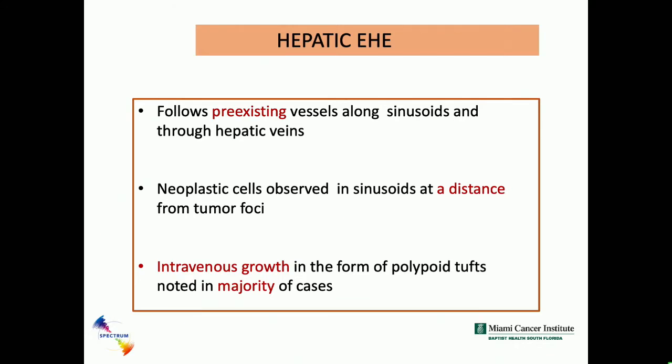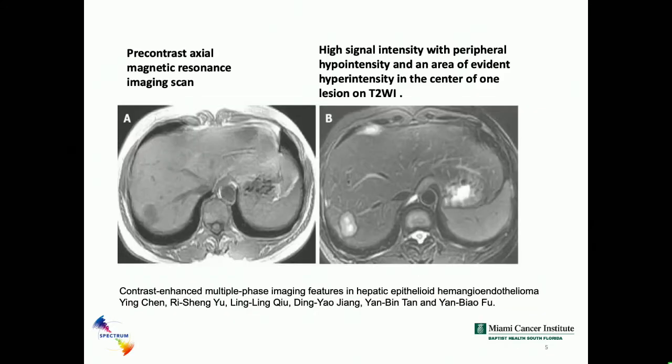Next slide, please. Just to go a little bit into the imaging, there was a comment about imaging. Usually MR seems to work pretty well in identifying these lesions, especially with contrast enhancement. On the T1, you see them as low density, and you can see the high signal intensity with peripheral hypointensity seen on T2 weighted imaging. Next slide, please.